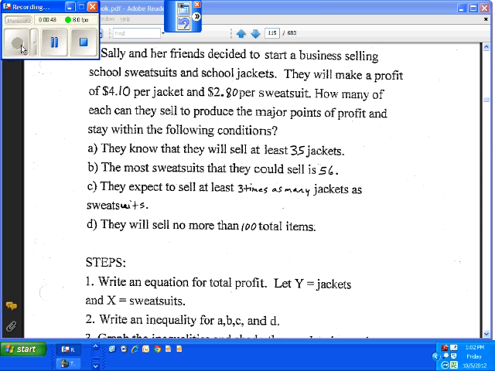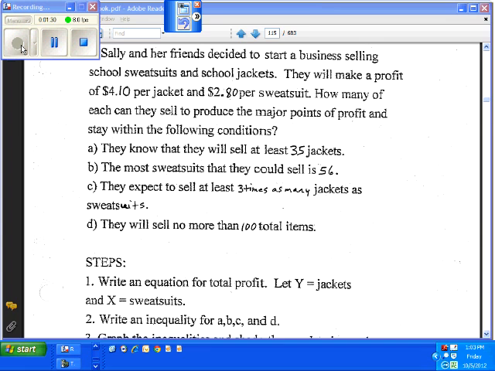So we're going to take all of those constraints on this business, and we're going to write an inequality. We're going to graph and shade 4 inequalities, and we're going to get a geometrical region that's shaded in, and we're going to study the corners of those geometrical regions. And we're going to get 4 ordered pairs as we look at the intersection of the lines that hit those corners, okay? Now, it says step 1, write an equation for total profit, letting Y be jackets and X be sweatsuits. On this page, we're going to write this and then transfer it.